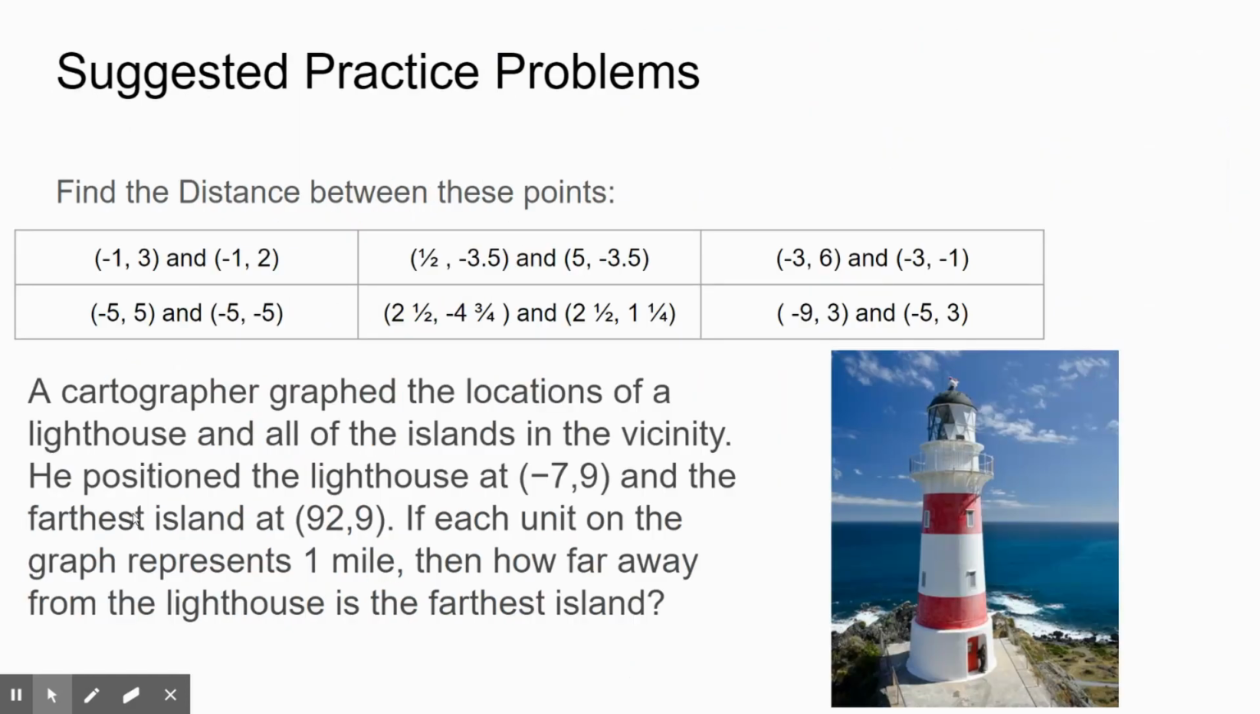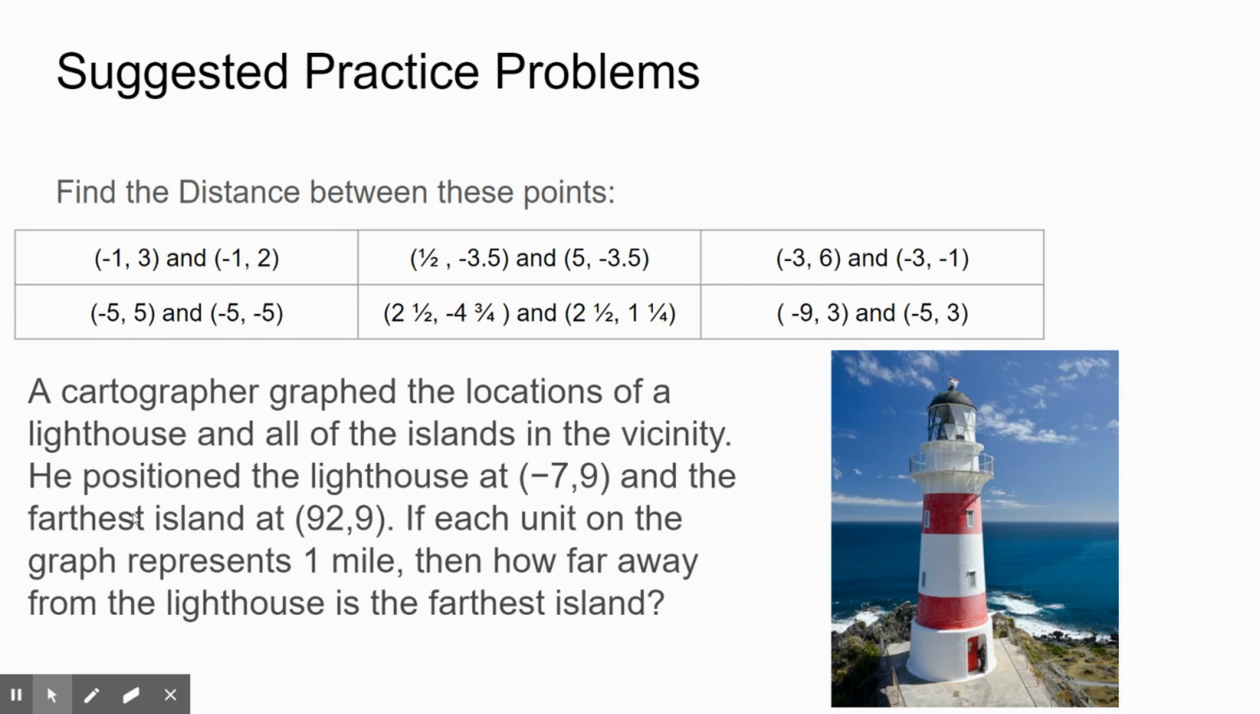Finally, we'll leave you with these suggested practice problems. The first 6, you're just going to find the distance between those 2 points. There are 6 of them. Some of them are fractions. Some of them have decimals. Some of them have fractions and decimals. Do the best you can. Try doing it without a coordinate plane.